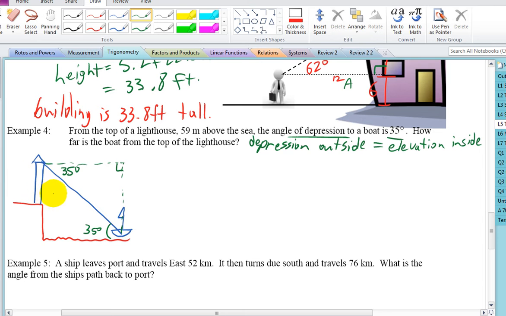So for me, this 59 meters goes here, from the top down to the bottom. If you're working outside, you'd put 59 meters over on the right side. Okay? So what we want is how far is the boat from the top of the lighthouse? We want X right there, from the boat to the top. Go ahead, label your HOA, choose a ratio. No matter which triangle you choose, it will be the same work.